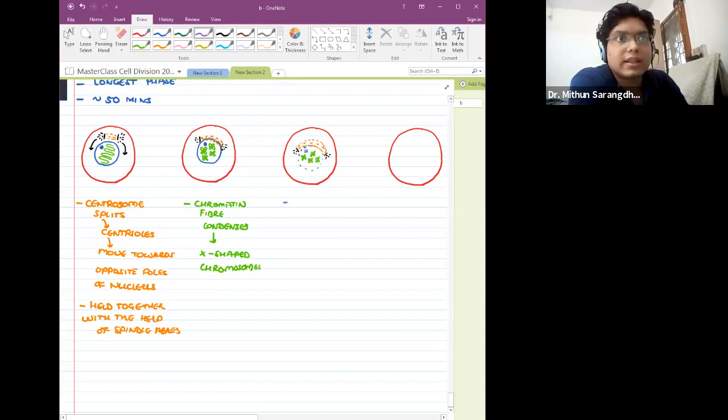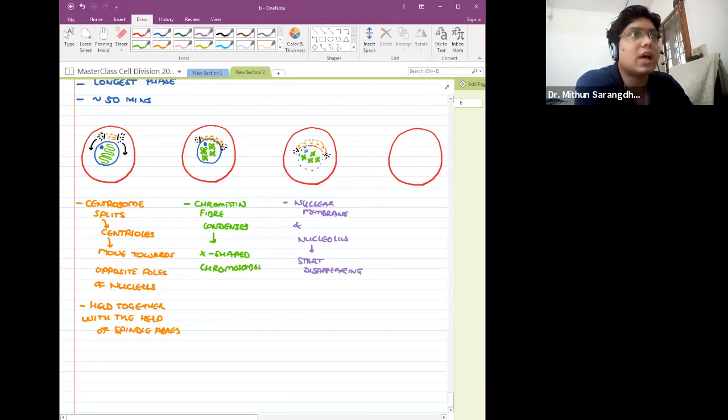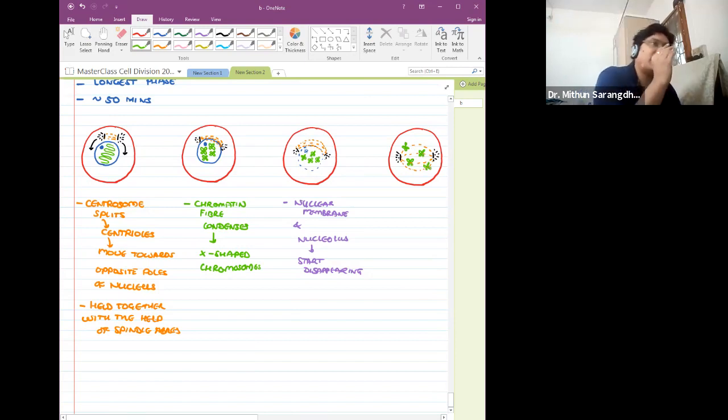So in the third case, you are going to see the nuclear membrane and the nucleolus start disappearing. And in the last case now, guys, what will happen? The centrioles have reached the opposite poles completely. The nuclear membrane and the nucleolus have disappeared completely. And now these are going to be held together with the spindle fibers, like this. There are going to be different types of spindle fibers, but I'm showing you only the ones which have the chromosomes. And now you are going to see that these X-shaped chromosomes start getting attached to the spindle fibers randomly. There is no proper order as such.